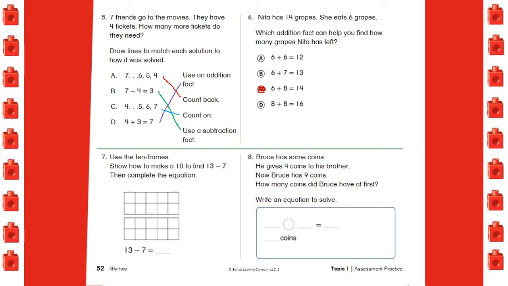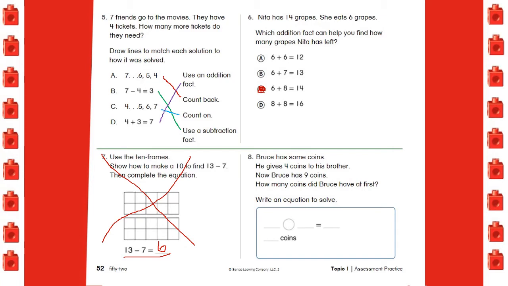Now, number 7. For number 7, actually, I apologize. I didn't tell you this, but for number 7, you could have skipped the 10 frame part and just given me the answer. 13 minus 7 equals 6. The reason why we skipped the 10 frame here is we didn't do 10 frame for subtraction. We skipped that lesson because it's not really a very helpful strategy. It's kind of confusing, actually. And it's not going to come up again. Not very much anyway. So we'll skip that for now, but I do want the answer there. 13 minus 7 equals 6.